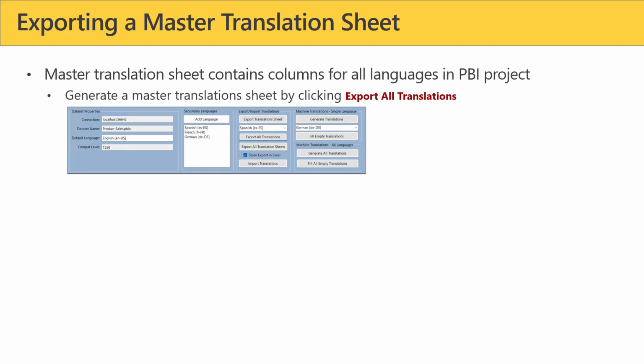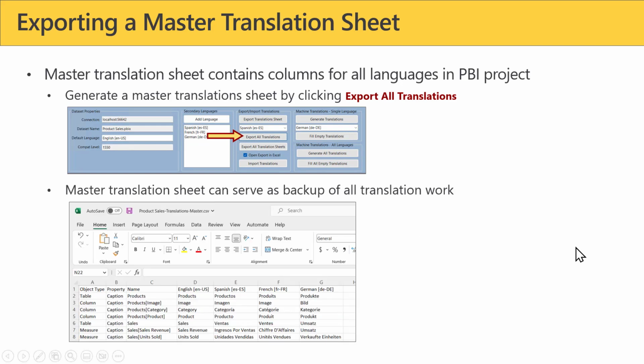Okay, now what you've seen so far is export operations that generate a translation sheet with a single language for translation. Now, sometimes it makes sense to create a translation sheet that has more than one language and its translations. So there is an export all translations option. When you use this option, it's going to generate a translation sheet that has a column for the translations of every language. A master translation sheet can really serve as the backup of all your translations work. As we'll see, it also gives you some ability to move your work between projects.